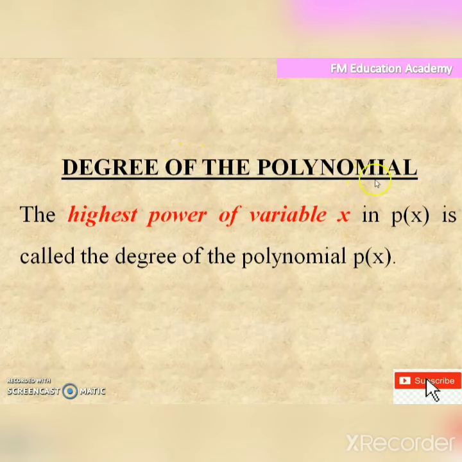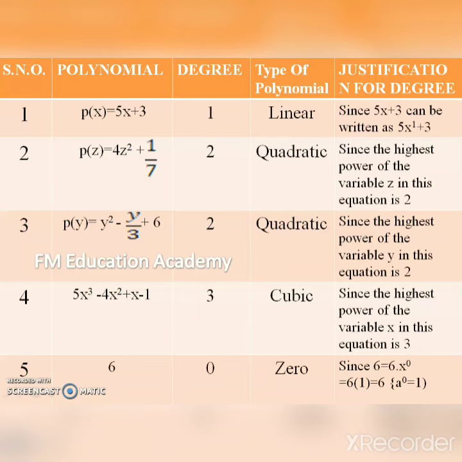What do you mean by degree of a polynomial? The highest power of variable x in p of x is called the degree of the polynomial p of x. Highest power of variable x. For example, here I have p of x is equal to 5x plus 3. Why is the degree 1? Because 5x plus 3 can be written as 5x power 1 plus 3. This is the highest power in this expression. That is why the degree is 1, and it is a linear polynomial. Why? Because any polynomial whose degree is 1 is called a linear polynomial.